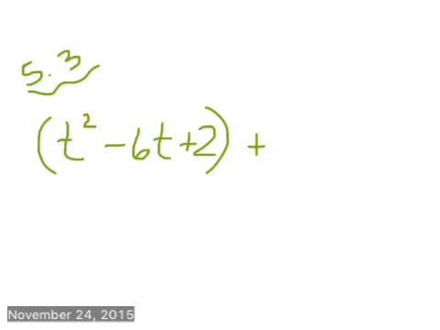Okay, on section 5.3, here's what we're going to do. We're going to add, subtract, and multiply polynomials together. How many times have you done that before? A lot. So, when it gives you something like this, the question's going to say something like t squared minus 6t plus 2, plus 5t squared minus t minus 8.